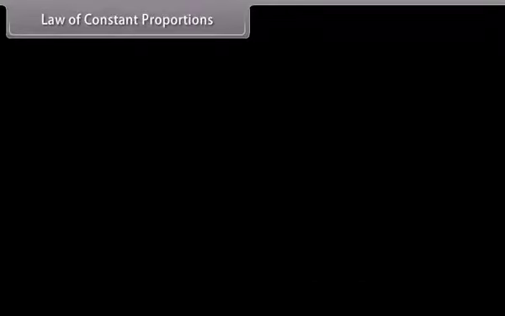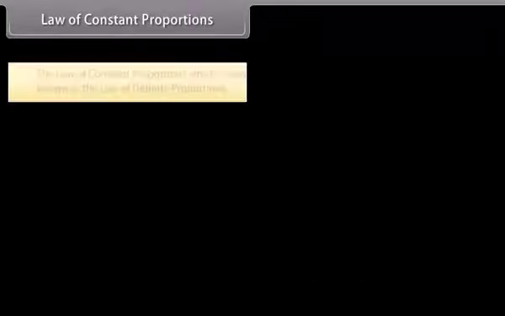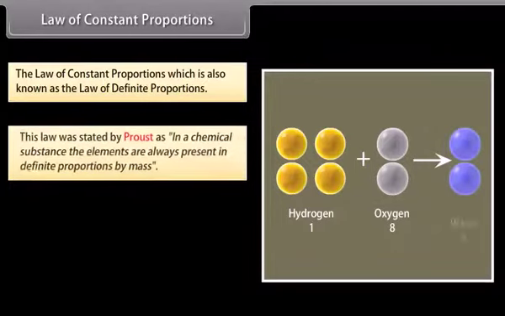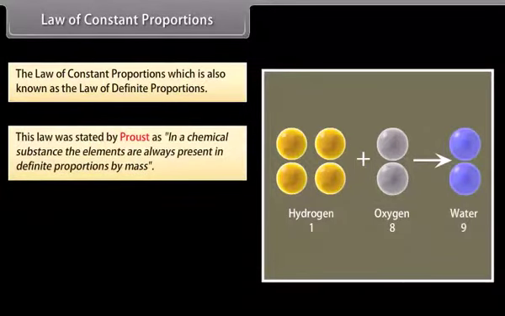Law of constant proportions. The law of constant proportions is also known as the law of definite proportions. This law was stated by Proust. In a chemical substance, the elements are always present in definite proportions by mass.